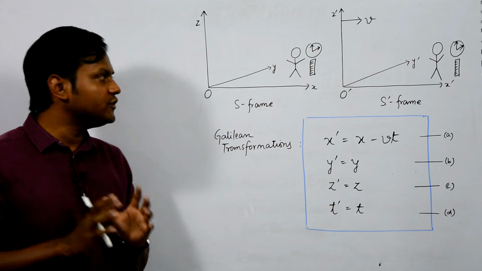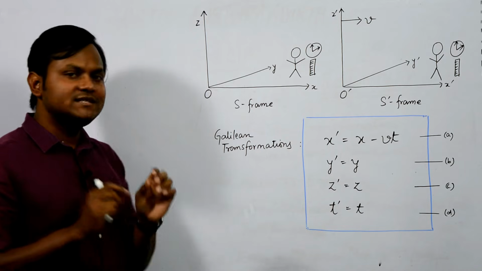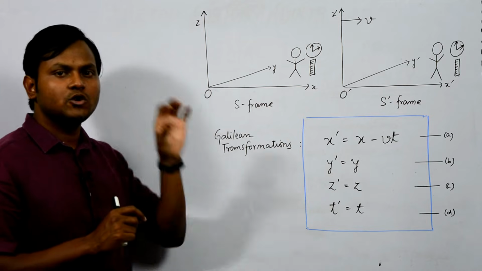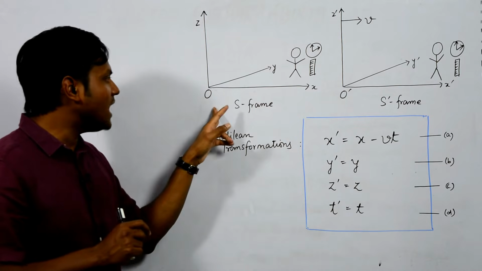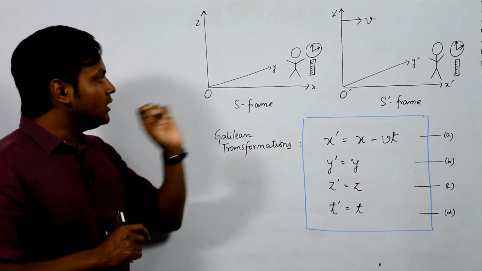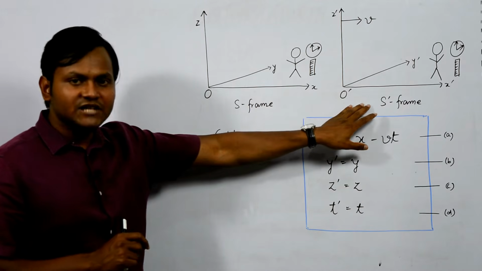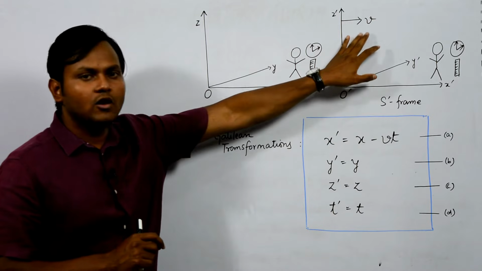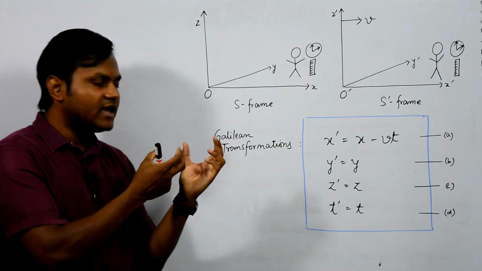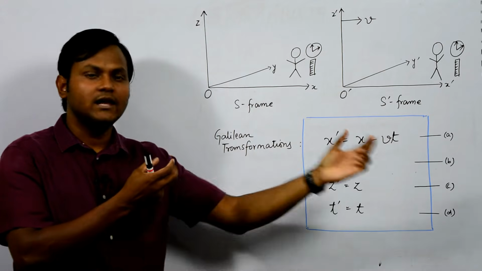Also, let's assume for the case of simplicity that at time t equal to 0, both these coordinate frames of reference coincide. That means O and O dash coincide at time t equal to 0. But one of the frames of reference, the S dash frame, is moving with uniform velocity v along the x-axis. So after some point of time, this second frame of reference will have moved ahead with respect to the first frame of reference.